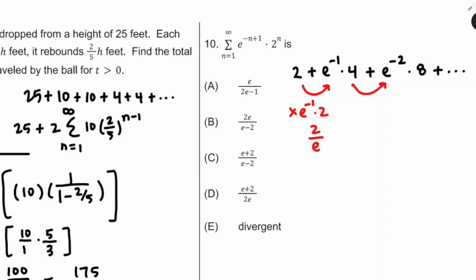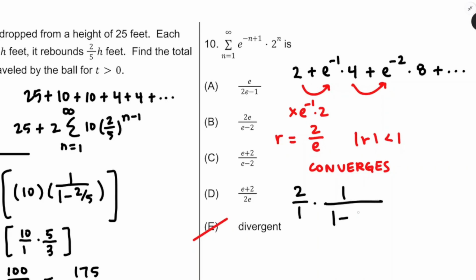So that's 2e to the negative 1, which is 2 over e, and e is a number that's bigger than 2. So that means that the absolute value of r is less than 1. So I have a convergent series. So I'll get rid of that answer choice. And say the total is going to be the first term, 2, multiplied by 1 over 1 minus the common ratio. Okay, and that's just going to be 2 over 1 minus 2 over e.